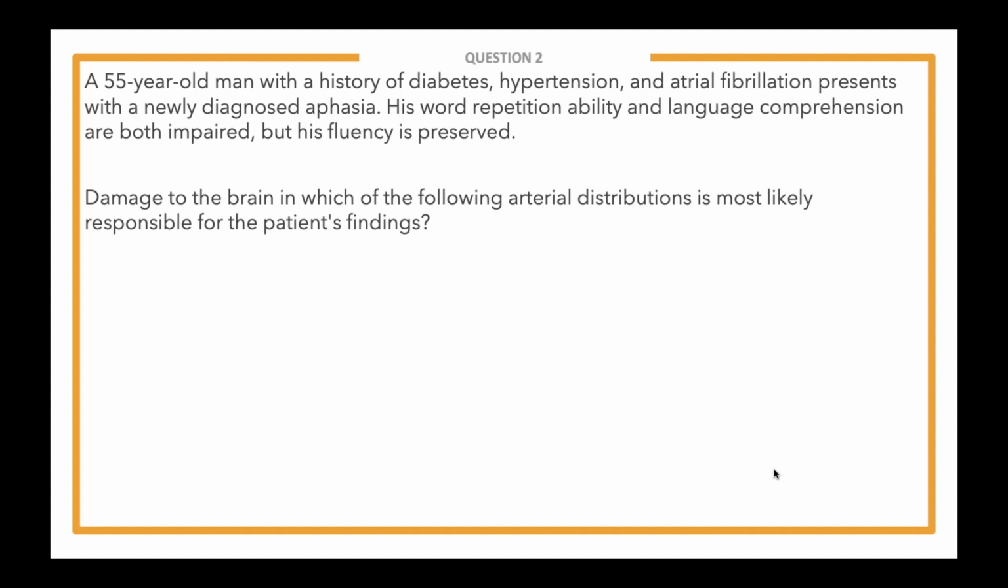A 55-year-old man with a history of diabetes, hypertension, and atrial fibrillation presents with a newly diagnosed aphasia. His word repetition ability and language comprehension are both impaired, but his fluency is preserved. Damage to the brain in which of the following arterial distributions is most likely responsible for this patient's findings? I want all of you to start thinking about the important clues in the vignette and lead-in as I hand it off to Paras.